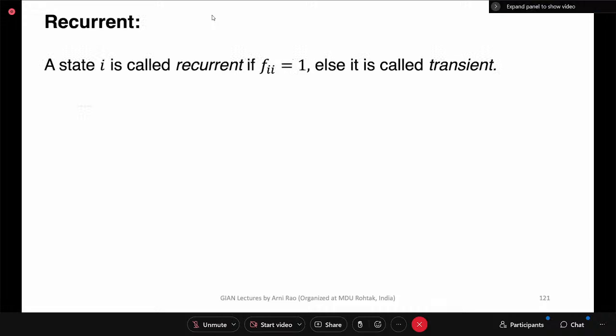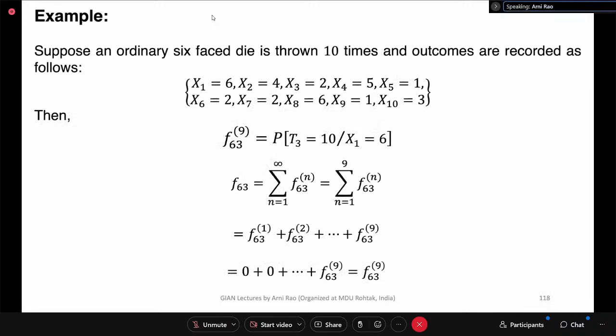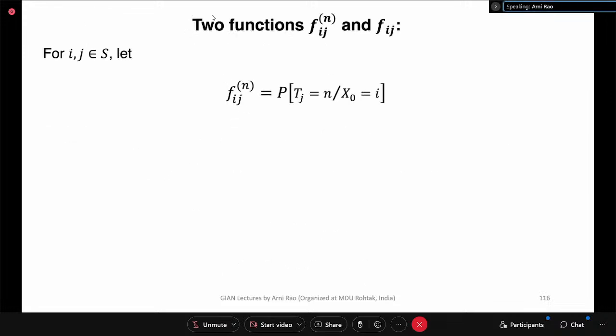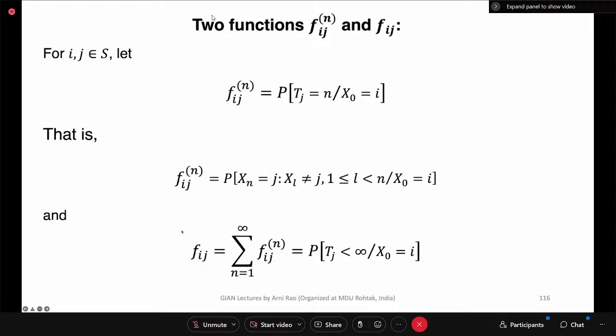So fii equal to 1 means the state is recurrent. fii equal to 1 means it could reach i, starting from i, reaching i, it could reach in the first step. How do we define fii? We defined it as f_ij, where instead of j you replace by i. fii is the summation n equal to 1 to infinity of fii^(n). n could be 1, n could be 2, n could be 3, whatever, up to infinity.